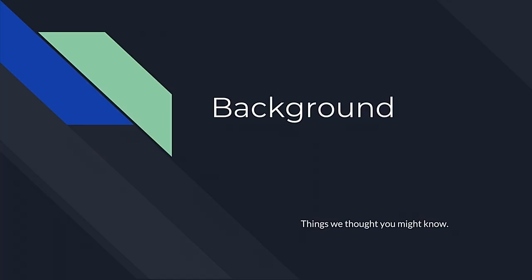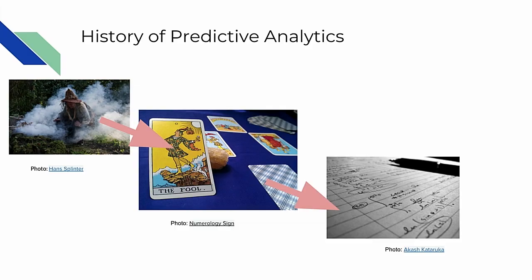A little background of some things that we just want to level set and make sure everyone knows going in. A quick history of predictive analytics. Ever since the dawn of time, people in positions of leadership have wanted someone they could scapegoat if things didn't go the way they thought they would.